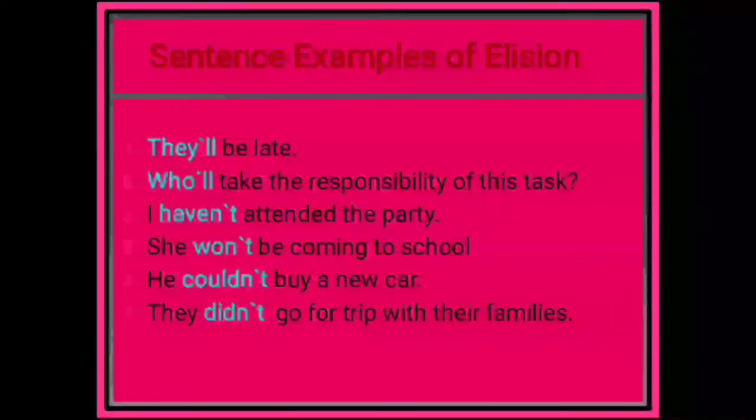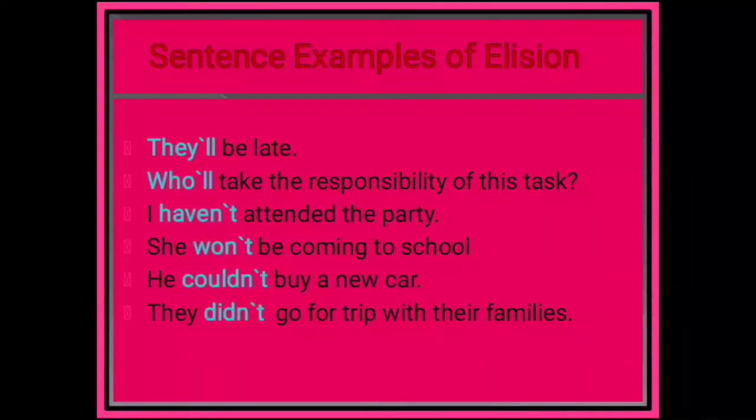Here are some examples of elision in sentences, showing how elisions are used. They will be late. In they will, there is the omission of W and I, so that's why it's called elision. Who will take the responsibility of this task? The same, there is the omission of W and I.